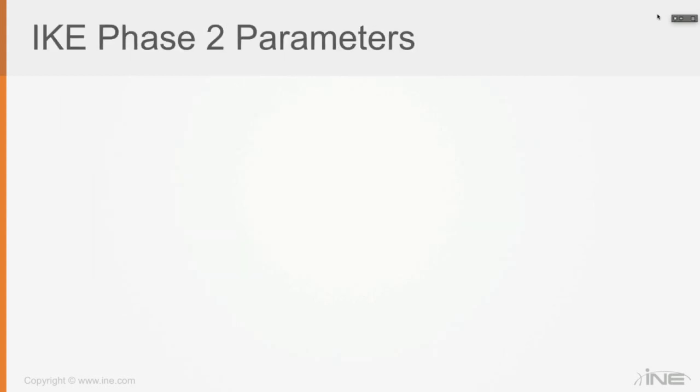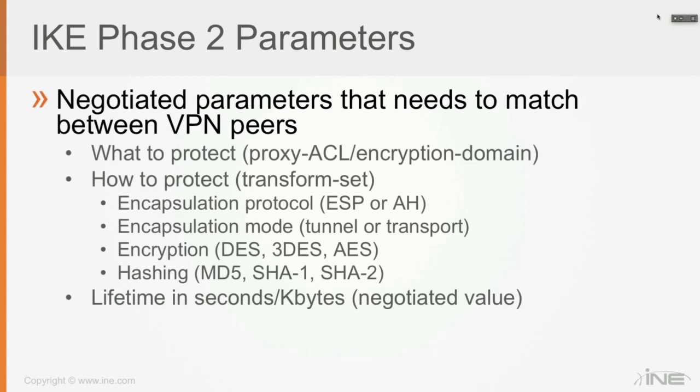Because the scope of phase 2 is to negotiate why we bring up the tunnel, in phase 2 the peers are going to negotiate what to protect. So what do we want to send in the IPsec tunnel? Traffic from subnet A to subnet B, for example. That's known as the proxy ACL or the encryption domain. So what do we want to encrypt or to protect? They also negotiate how to protect, and configuration-wise that's going to be the transform set, where the name tells you exactly what it is.